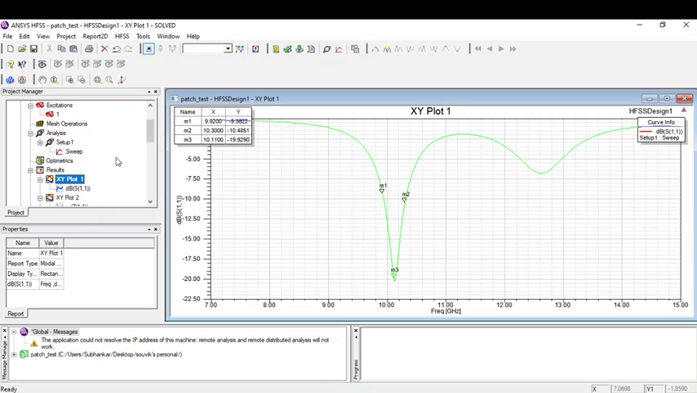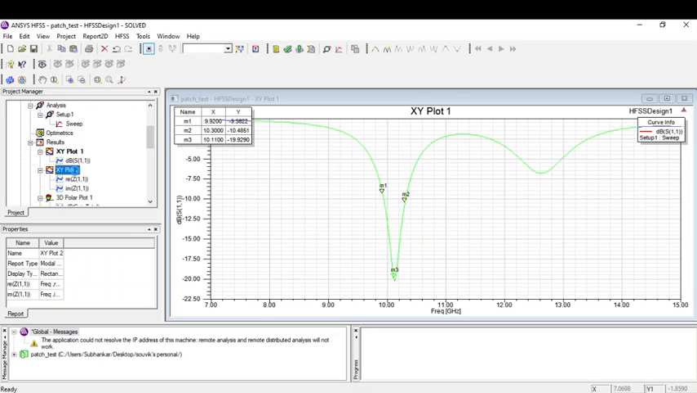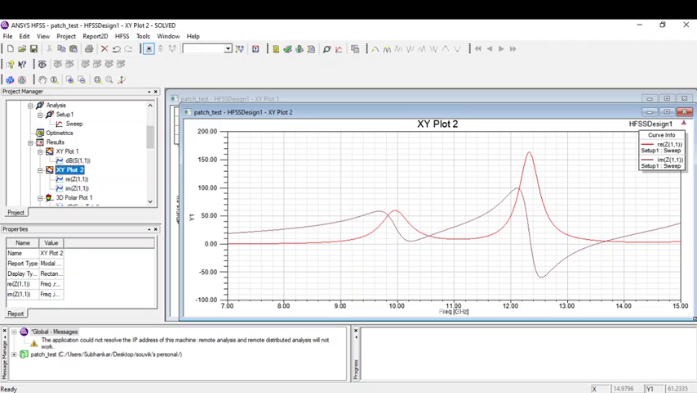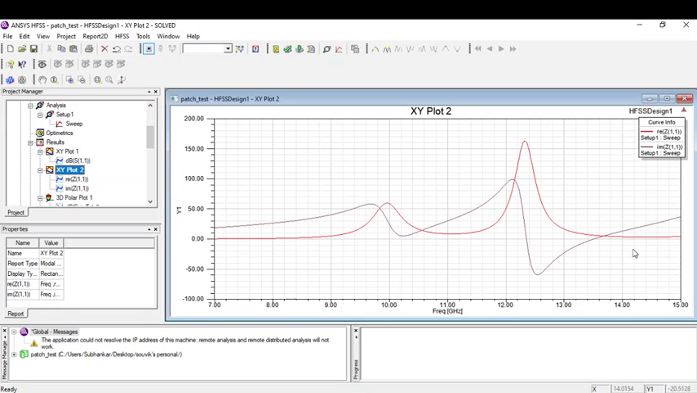We can calculate the real part of the reflection coefficient and the imaginary part of the reflection coefficient with respect to frequency in this graph.